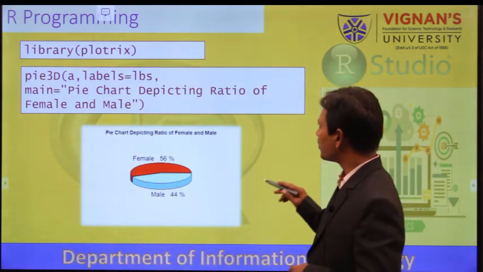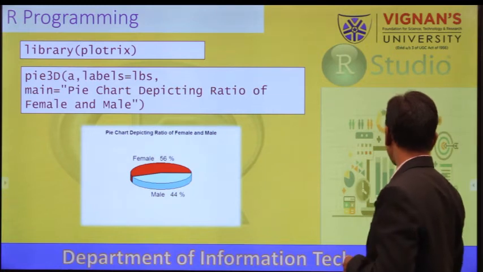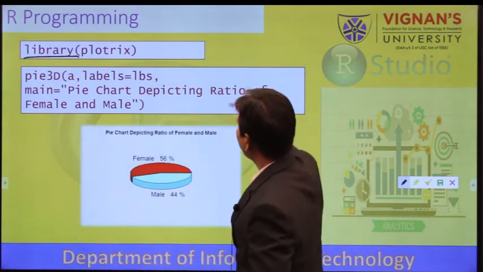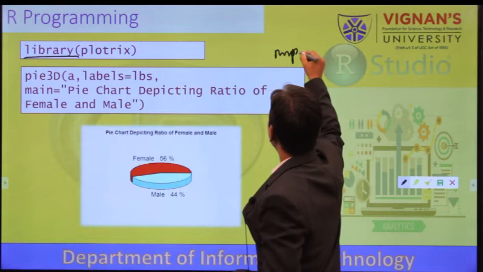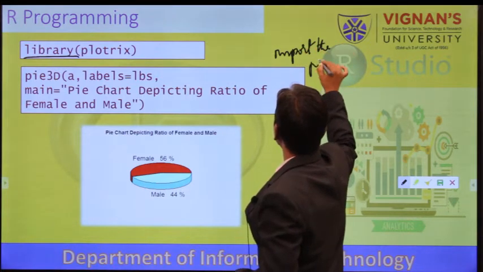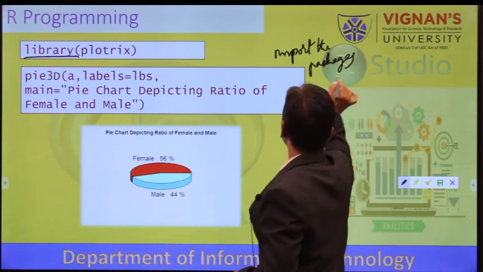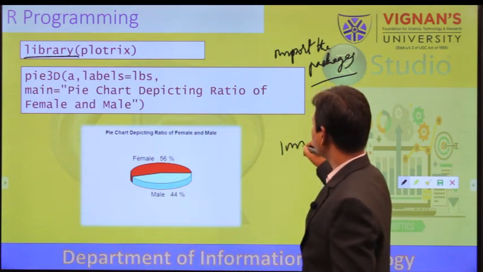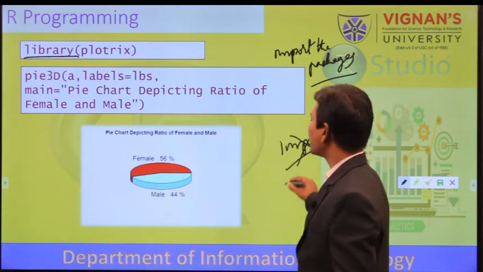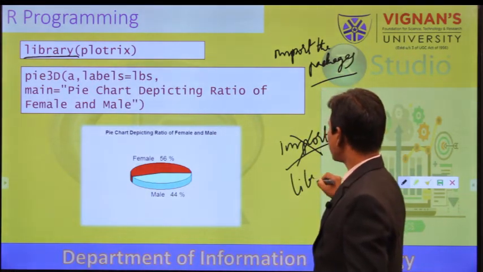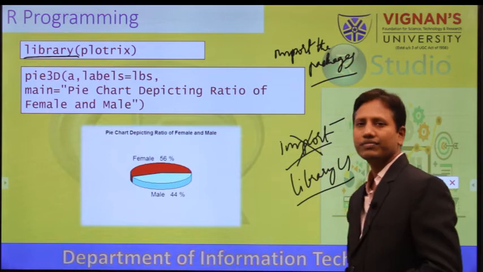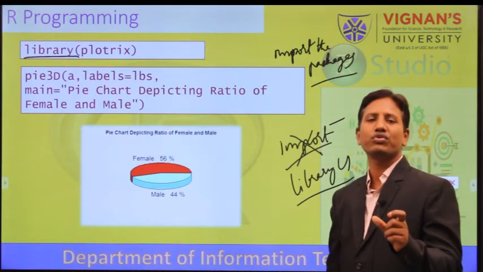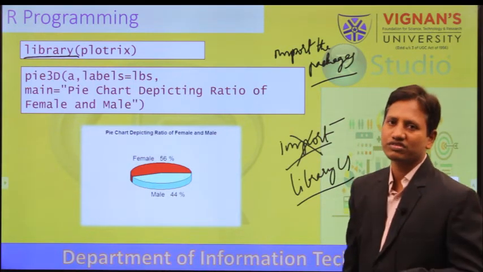And in this pie chart, if you observe, we have used a function called library. This library function is used to import the packages. In Java and Python, we use a function called import. But in R, we use a function called library. So this is a difference we have to remember. Using the library function, we load the packages in R programming.